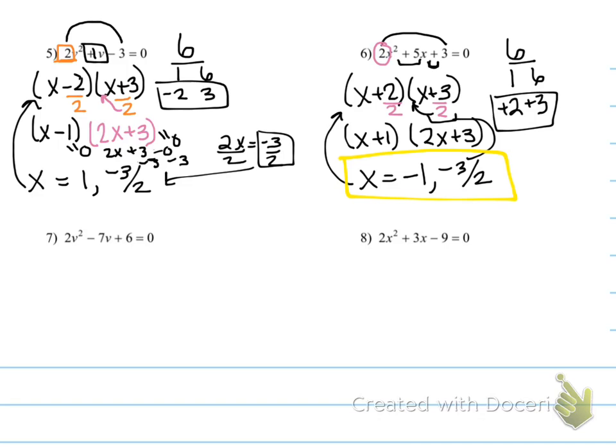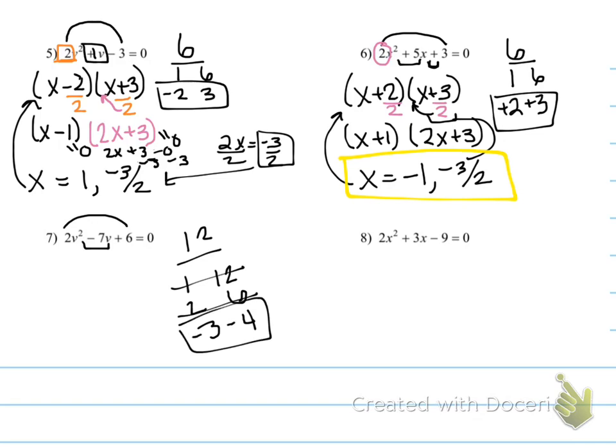Okay, we have 2 more left. Again, still doing the slide method. So 2 times 6 gets me 12. Factors of 12 are 1 and 12, 2 and 6, and 3 and 4. Our goal in this problem is to get a -7. So 1 and 12 is never going to get me -7. 2 and 6 never going to get me -7, but 3 and 4 will if they're both negative.